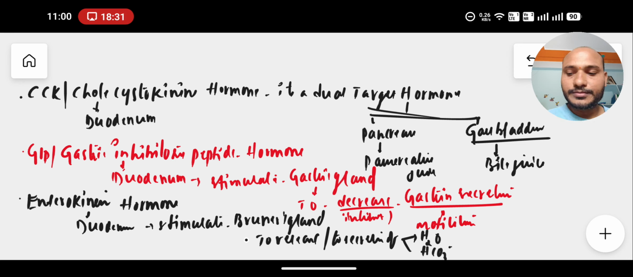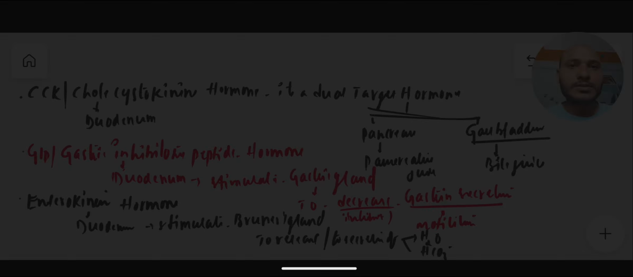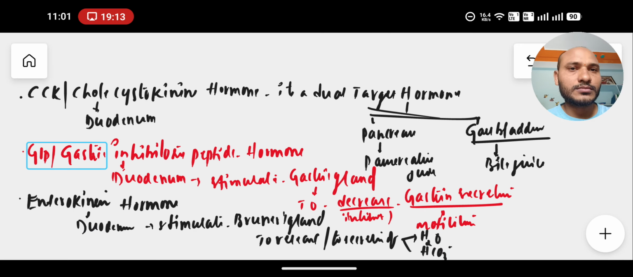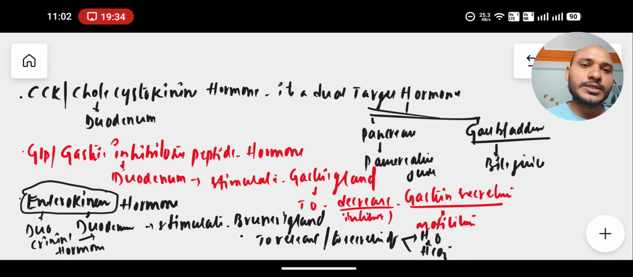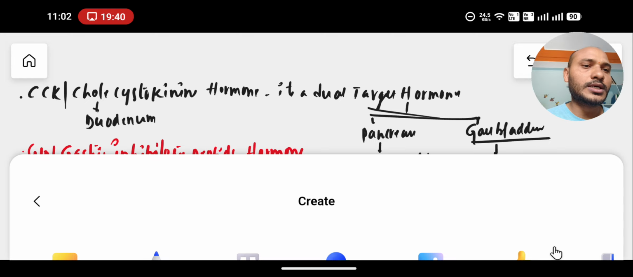Sorry, here it is not enterokinin. Instead of enterokinin, you have to add duokinin hormone. This function is carried out by duokinin hormone. The duokinin hormone source is the duodenum, and it stimulates the Brunner's gland to secrete water and bicarbonate ion.